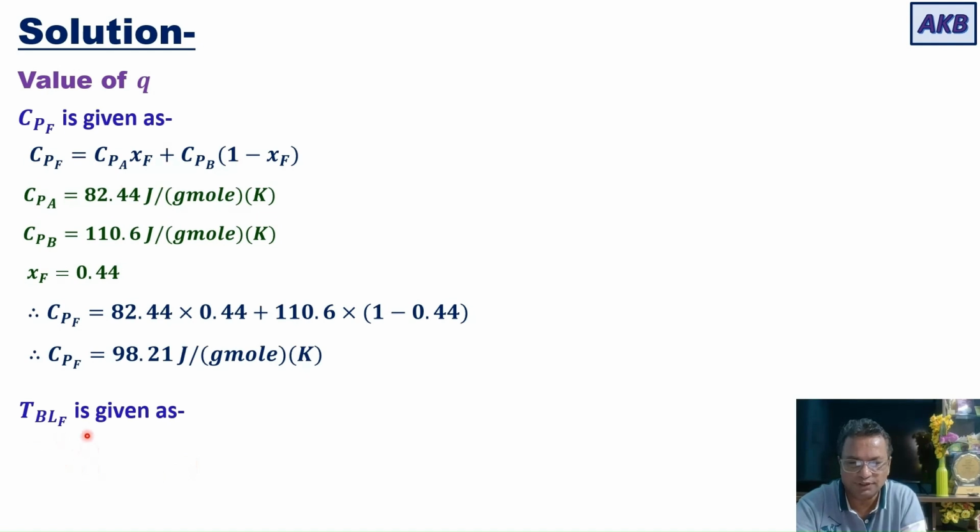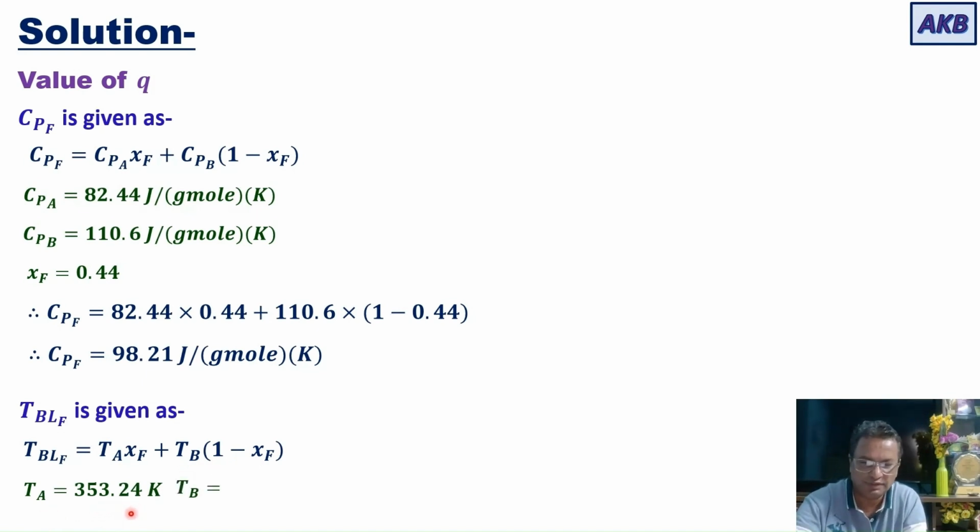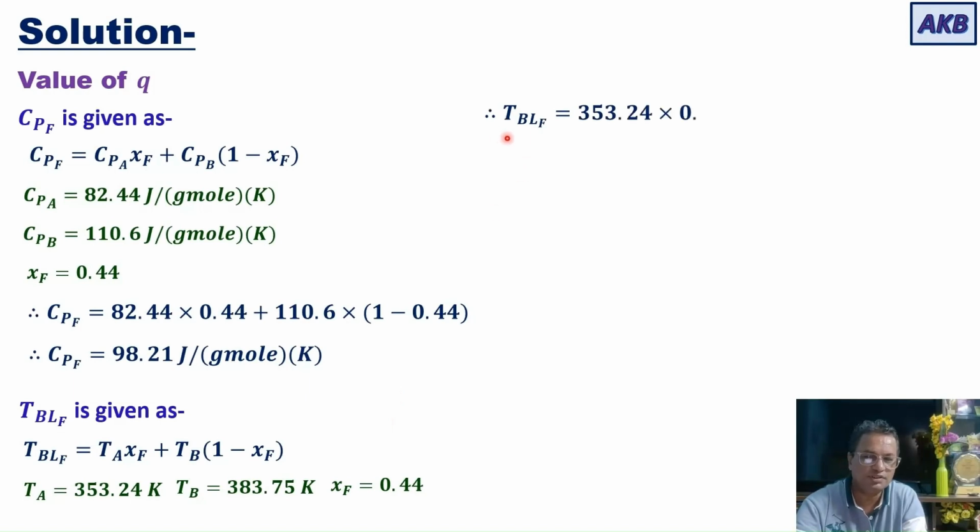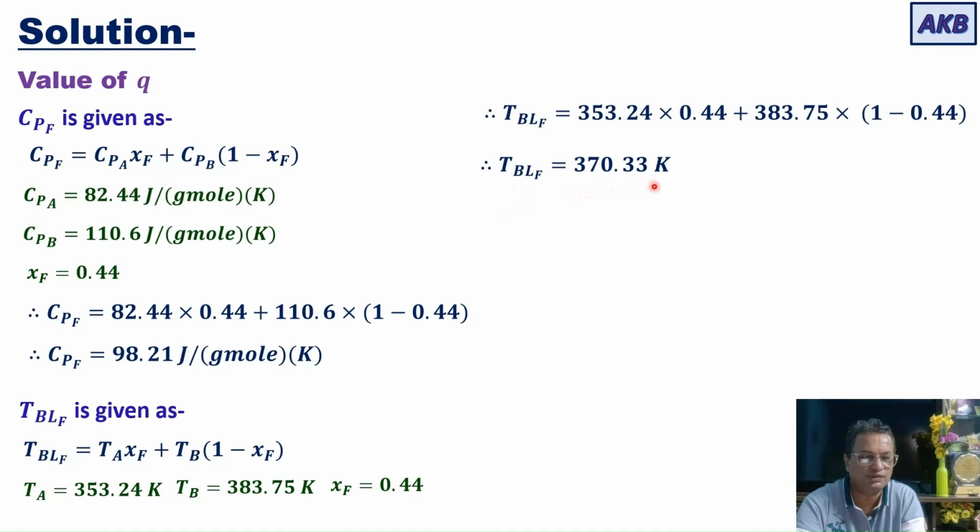Then the boiling point of the feed. TBLF will be given as boiling point of A into its mole fraction plus boiling point of B into its mole fraction. So TA is given as 353.24 Kelvin. TB is given as 383.75 and XF is 0.44. So if you use these values, TBLF will be 353.24 into 0.44 plus 383.75 into 1 minus 0.44. That is, TBLF is 370.33 Kelvin.